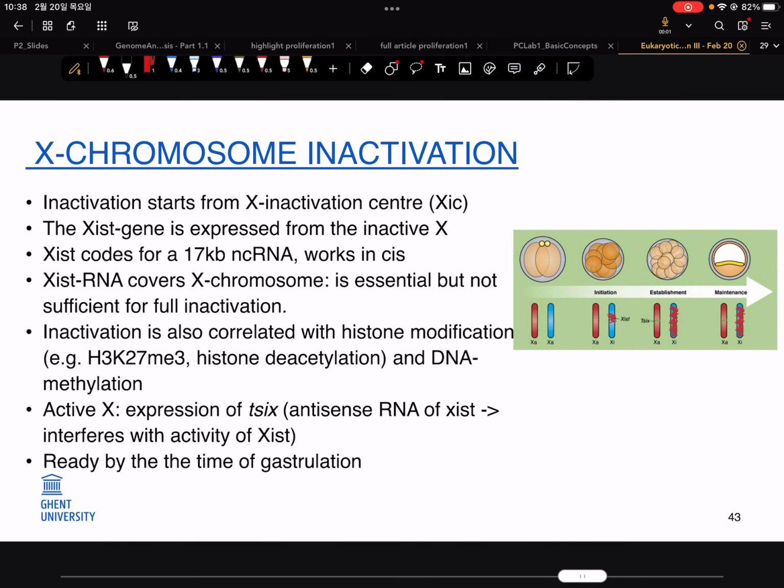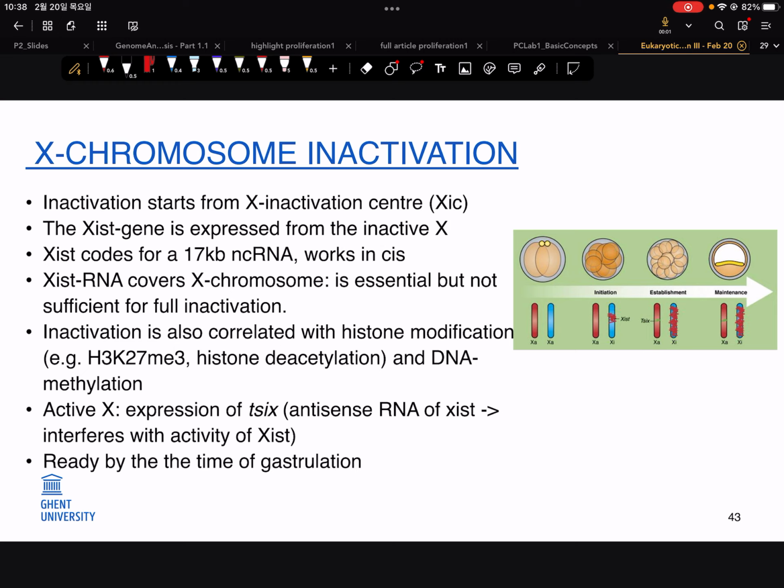So it's a process, this inactivation. It's not black and white. It's not that suddenly the chromosome is inactivated completely. It happens gradually during embryonic development. It starts somewhere between the 2 to 8 cell stage of the embryonic development. You see here suddenly initiation.